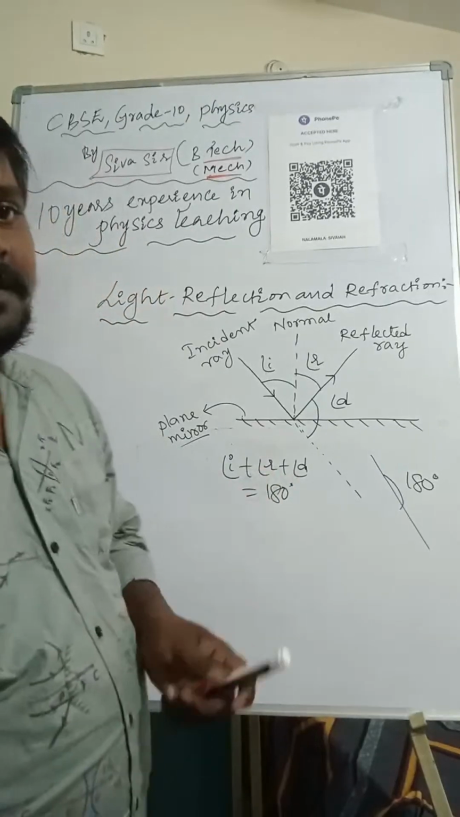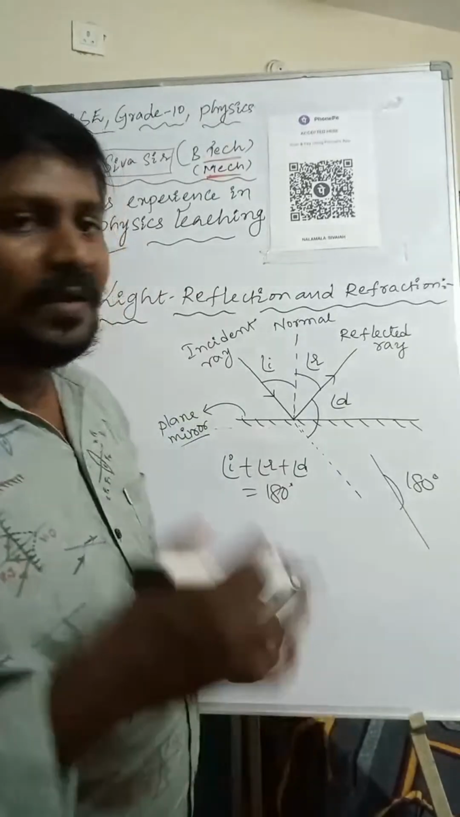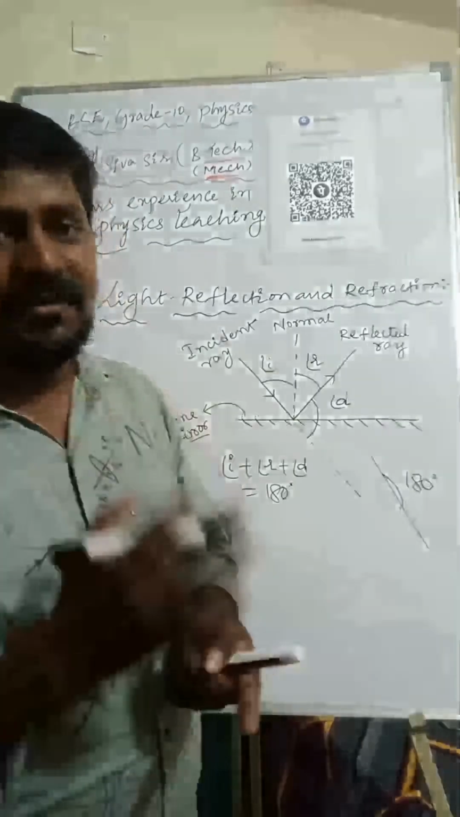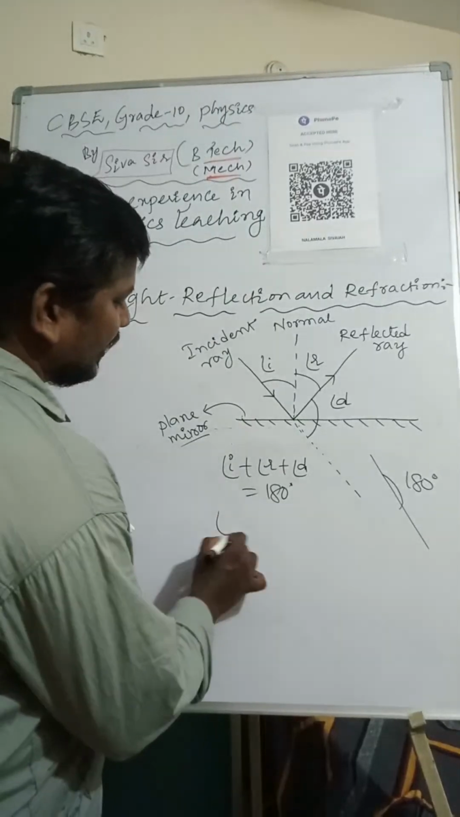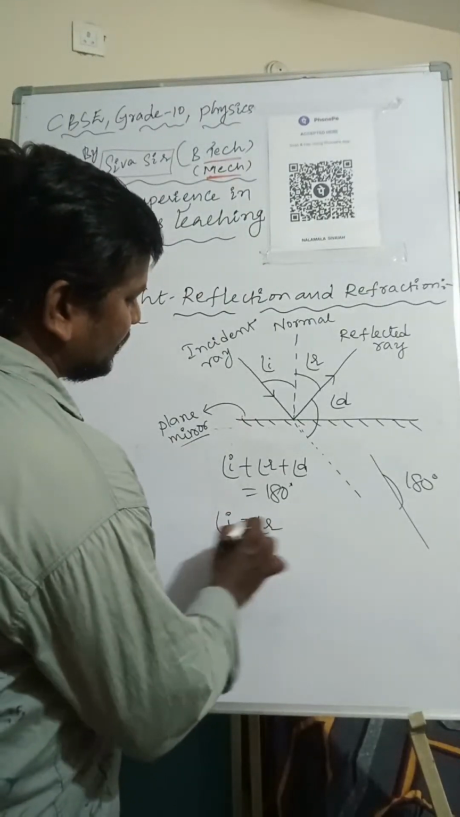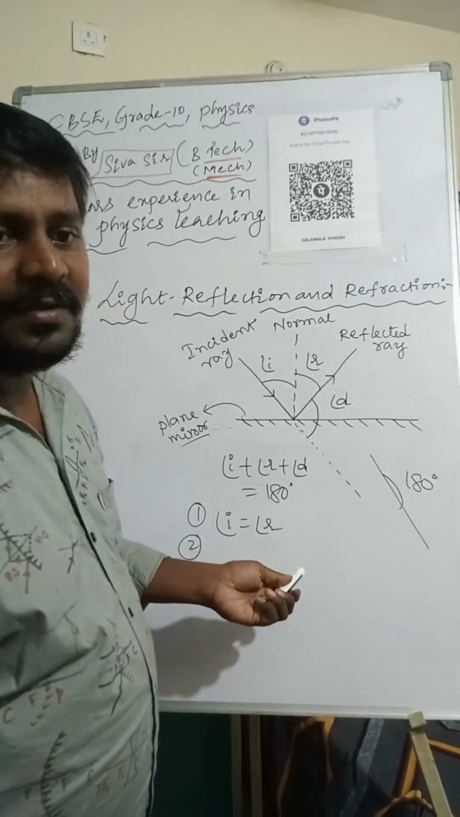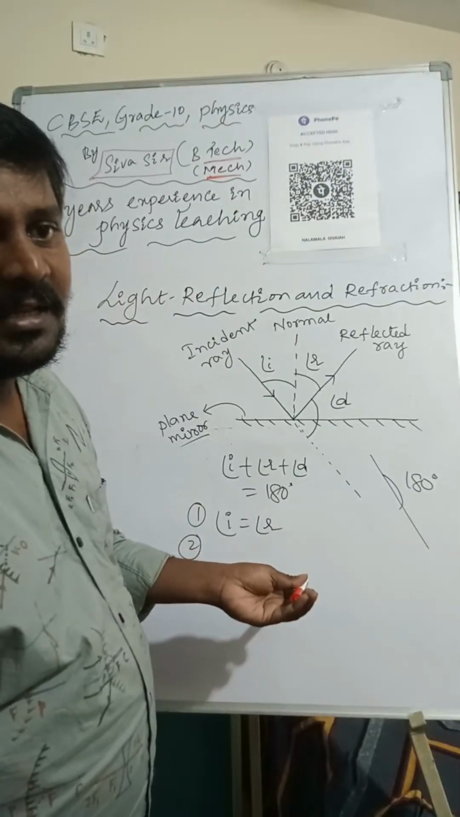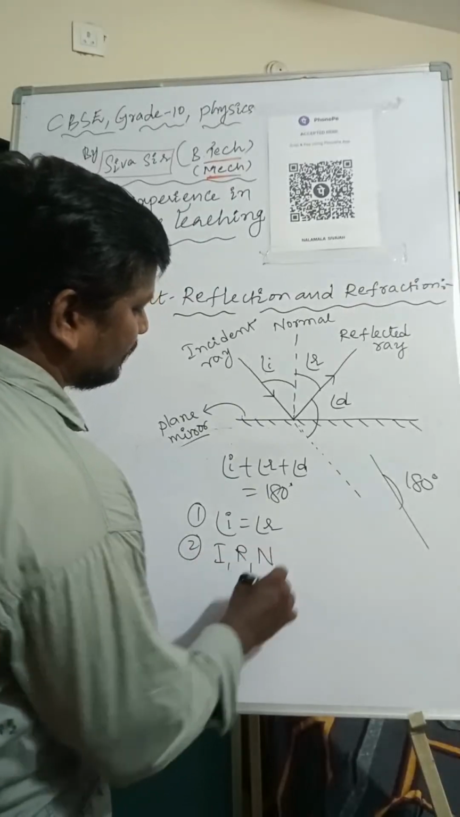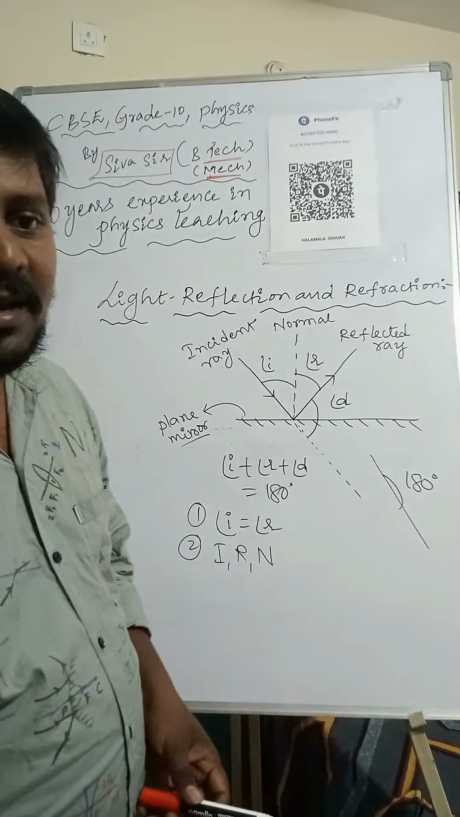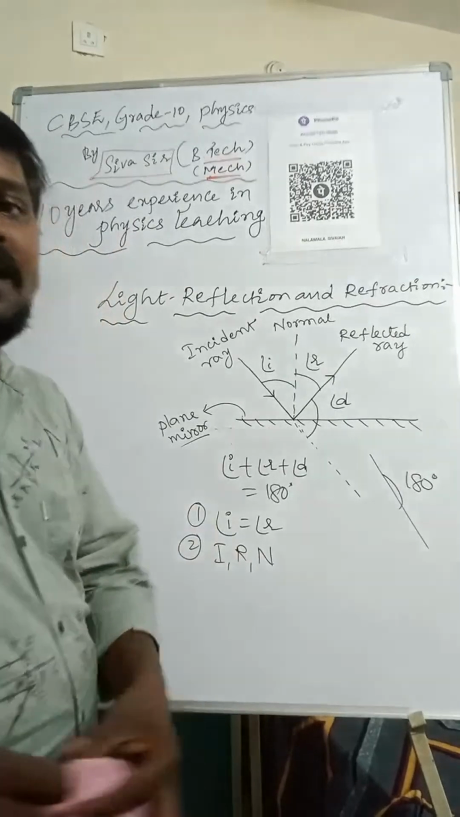So here is the point, laws of reflection. Here we have to talk about the laws of reflection. There are two laws of reflection. First, angle of incidence equal to angle of reflection. The second point is that the incident ray, reflected ray and normal line lie on the same plane.